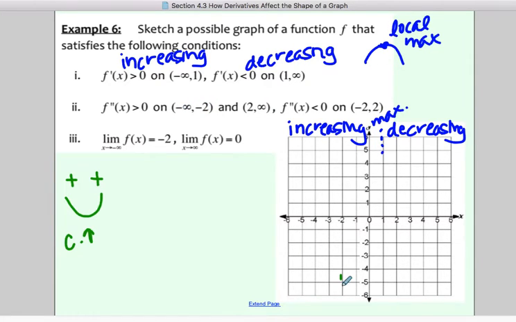So I'm just going to make a little note. Same idea. We are concave up here. And then from 2 to infinity, we are concave up still. Then when our second derivative is less than 0, from negative 2 to 2, we are concave down. And then the last part of information we have is our limits. As we look towards negative infinity, all the way to the left on our graph, we are going to approach negative 2. So I'm going to make a little note. And as we approach infinity, to the right, we're approaching 0.